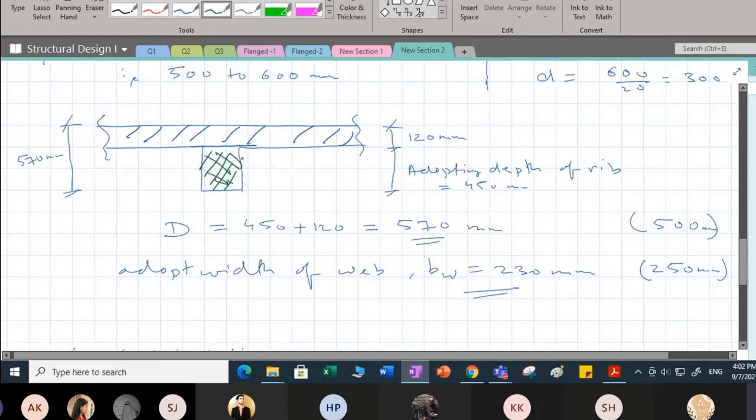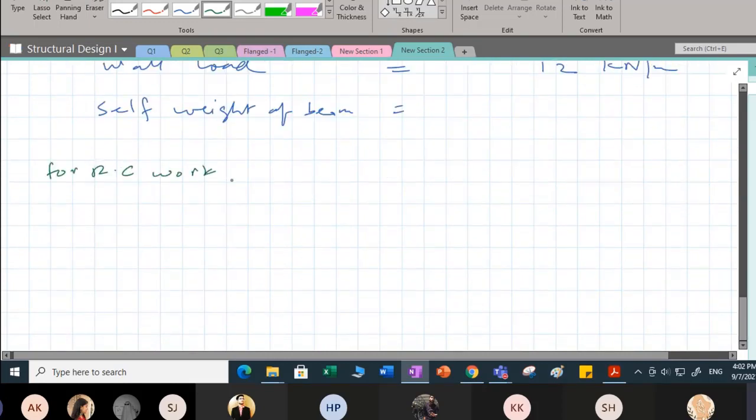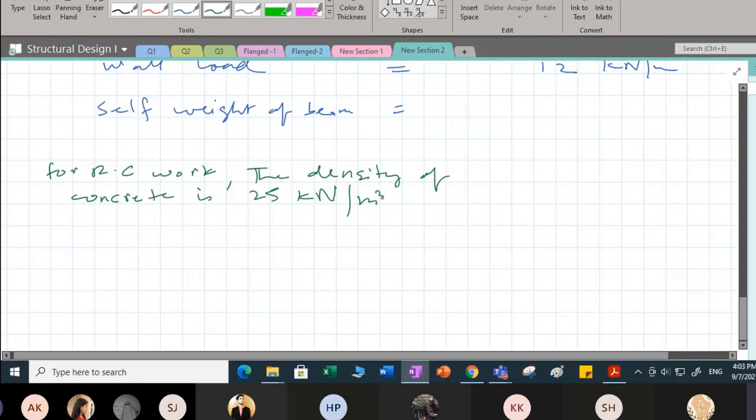The rib part is 450 mm deep and 230 mm wide, so this is 230. For RCC design, RC work, the density of concrete is 25 kilonewton per meter cubed. So please make a note: for RC work, the density of reinforced concrete is 25 kilonewton per meter cubed.